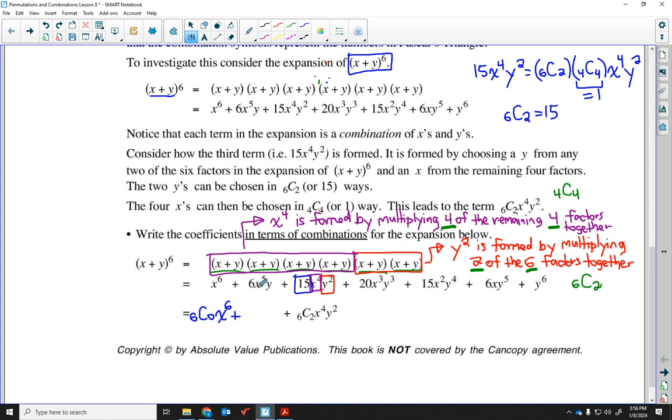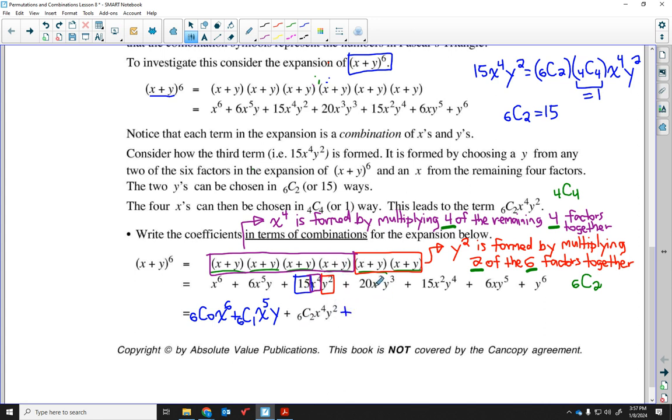Now for the second one right here, we have 6x to the power of 5 and y. So now I just have y to the power of 1. The way we would get that coefficient is we'd say of the 6 factors available, we're going to choose one of them, because if you just pick one of them, it would be x plus y, to the power of 1. And that would give you y to the power of 1. So you'd have 6 choose 1, x to the power of 5, and then y.